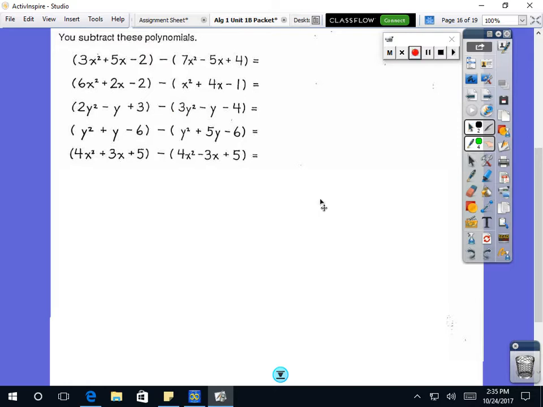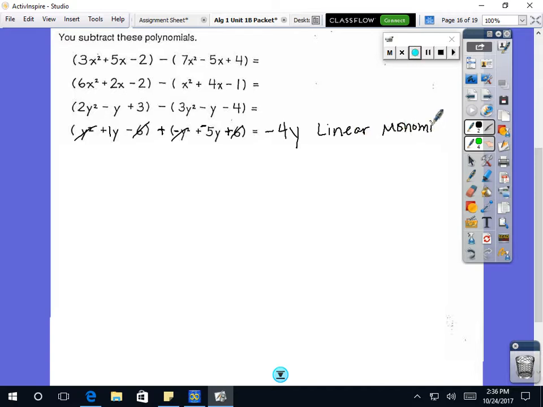Okay. We changed this to addition, which causes this to become negative, this to become negative, and this to become positive. Okay, so when you combine the y squareds, what happened? They canceled. When you combined your y's to the first, what happened? Negative 4y. And then when you combined your constants, what happened? They cancel because negative 6 plus 6 is 0. So if that's the final answer, what's the name of it? Linear. No. Constant is when it has no variable. Monomial because it's one term.